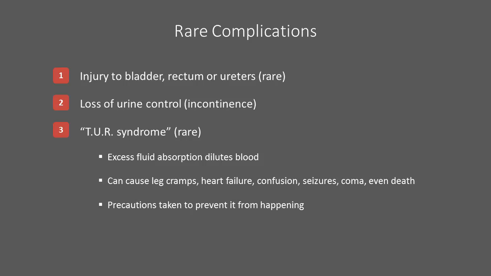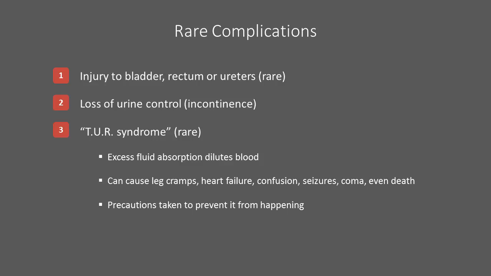Less common complications that can occur during the operation include injury to the bladder, rectum, or ureters, the tubes that drain urine from the kidney. Loss of urinary control, called incontinence, and transurethral resection, or TUR syndrome, are also rare complications. TUR syndrome is a rare event caused by excess fluid absorption into the body during surgery, which can cause dilution of the blood. This can lead to heart failure, confusion, seizures, coma, and even death.